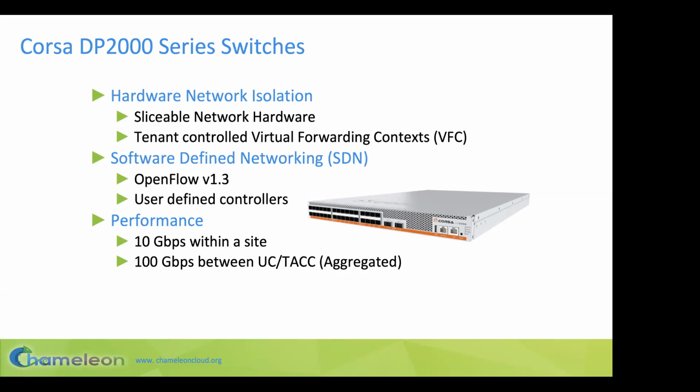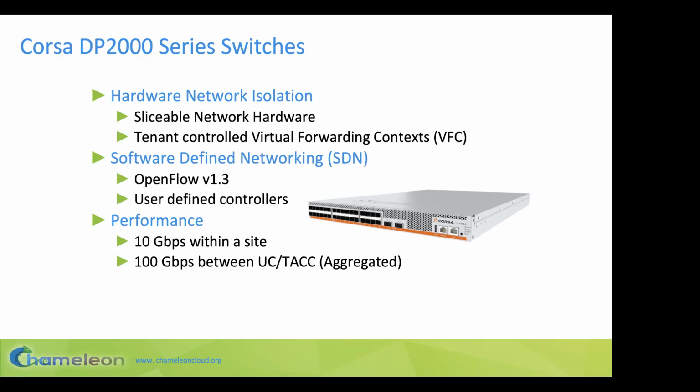Their native way that you interact with them is to create isolated, what they call virtual forwarding contexts inside the switch. So in effect, what you're doing is creating different ports on the switch and connecting them to a virtual forwarding context. And these virtual forwarding contexts each are OpenFlow. They behave like a logical OpenFlow switch, and they run OpenFlow version 1.3.